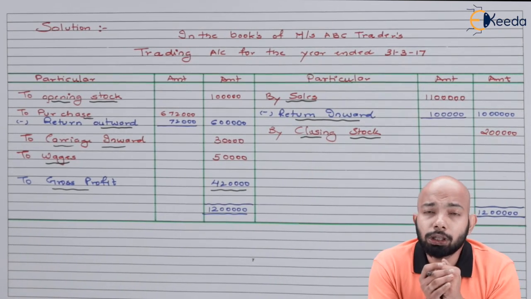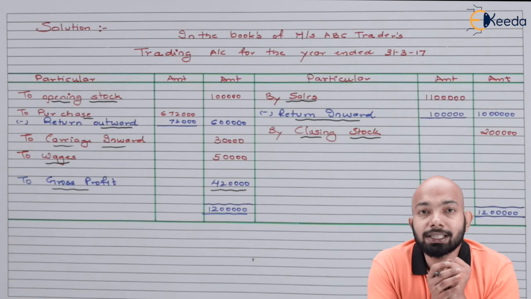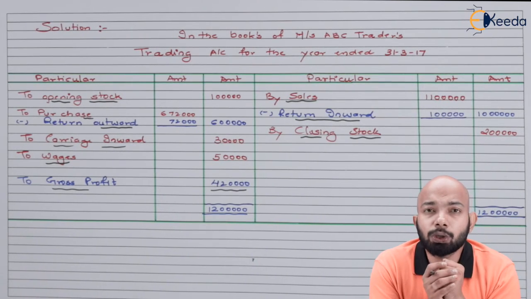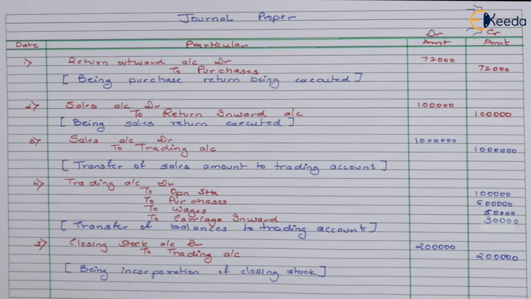So we'll prepare the journal proper now, which is the last part of this illustration. So let's start with the preparation of the journal proper. Now, when it comes to the journal proper, the preparation of all the entries that we have done has been mentioned here. The reason why the trading account was prepared earlier is so that you can understand how these journal entries have been formed. Let's start with the first entry that has been mentioned here.